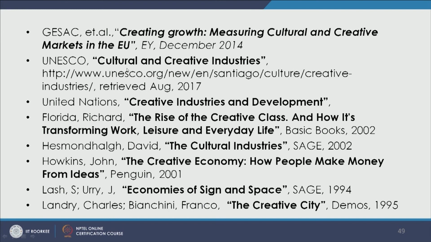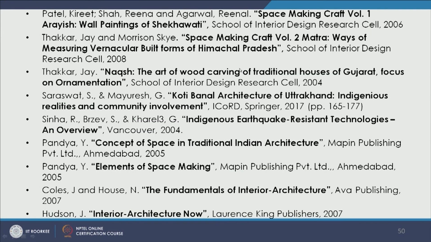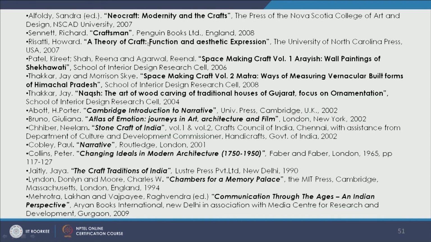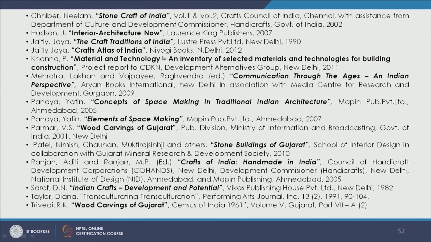This focuses on creative and cultural industries largely. Then we have space making crafts, and we have different kinds of interior architecture styles, especially Uttarakhand, because we saw a lot of examples. Few other sources that talk about craft traditions and paradigms of Indian architecture and different kinds of space making crafts. Again, continued concepts of space making, elements of space making, different kinds of buildings and the craft that goes into them. This is a Bible, Crafts of India, Handmade in India.